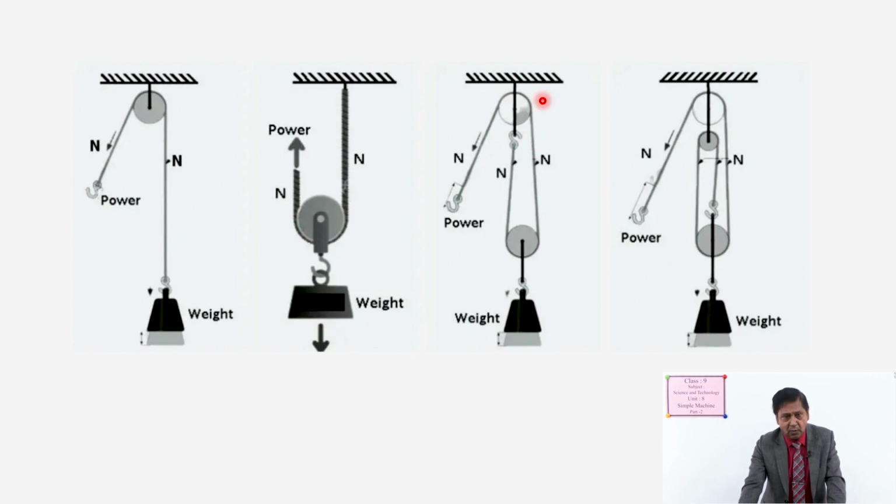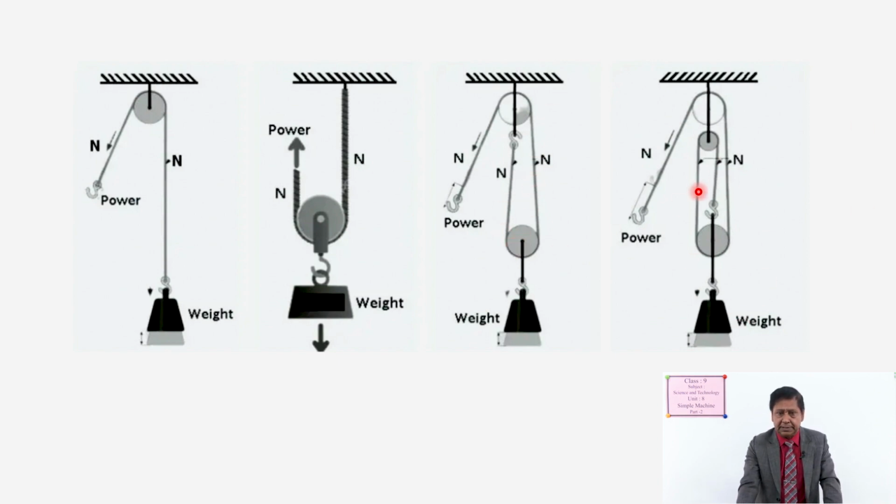And here we have two pulleys. One is connected to the rigid support, another is connected to the load. This is fixed pulley, this is movable pulley, this is combined pulley. Fixed and movable is combined with each other. This is also called compound pulley.